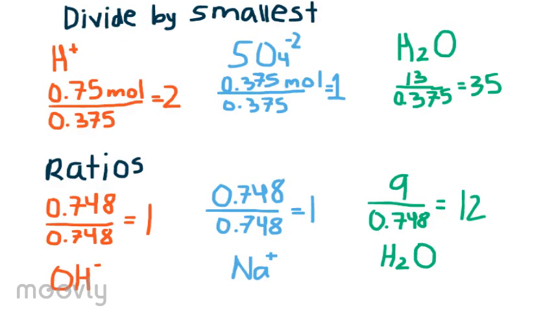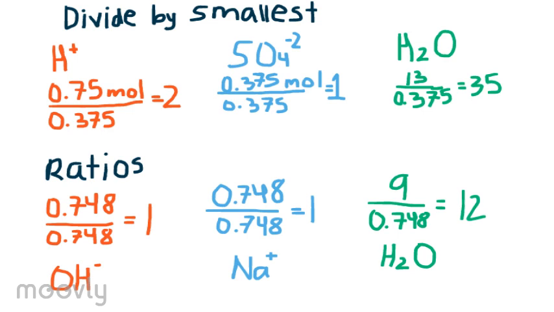Now that you have found the moles present of the acid, the base, and the water, you have to use these moles to find the ratios in order to draw the microscopic views. So you take the smallest amount of moles, which in this case is 0.375 moles of SO4 2-, divided by 0.375 moles equals 1. Divide H, which has 0.75 moles, by 0.375 moles, which equals 2. And then do the same for H2O, which has 13 moles divided by 0.375 moles, which equals 35.